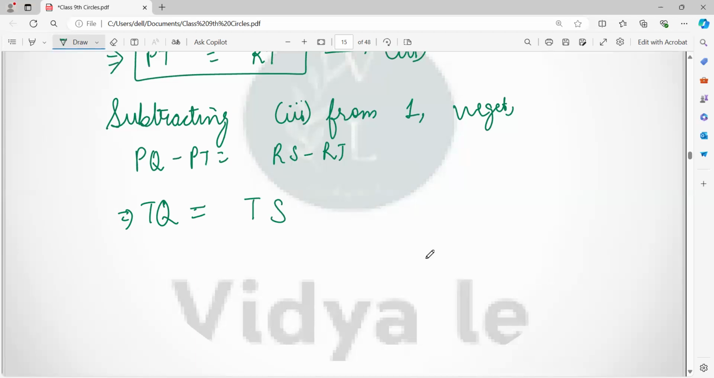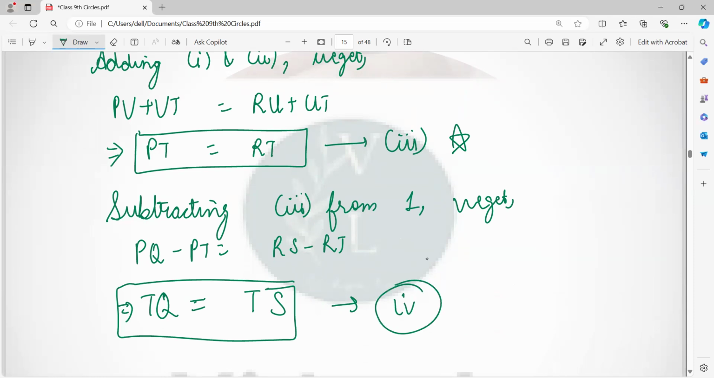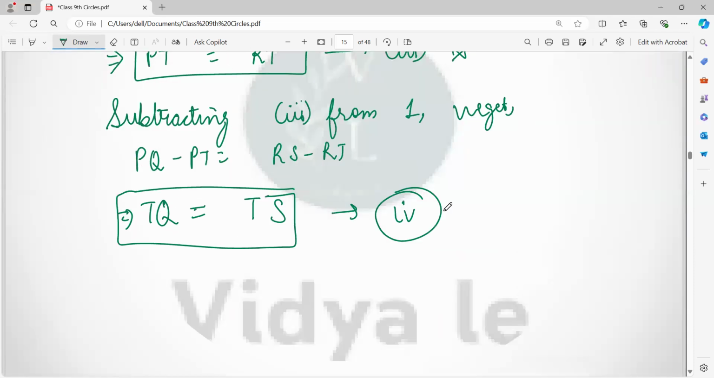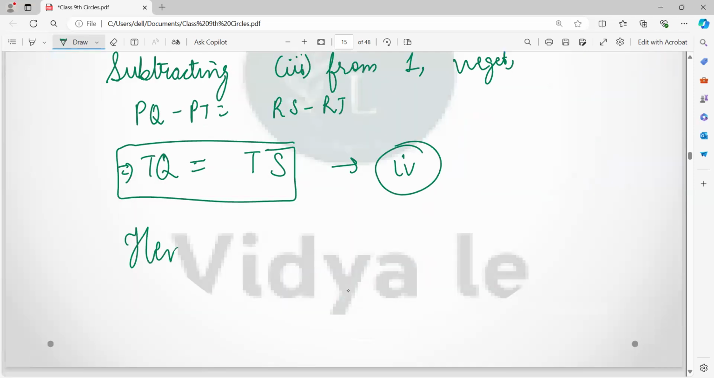And this is what we need to prove. So in the first string, we have proved the one segment. And this is a second segment that we need to prove. So we'll mark it as equation 1 and equation 3 and equation 4. So equations 1, 3rd and 4th are the required segments that we need to prove. So we'll write, hence, proved. I hope it is clear to everyone.